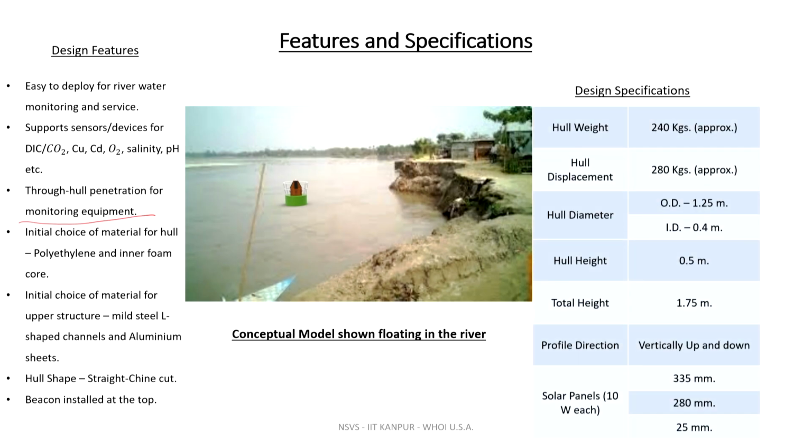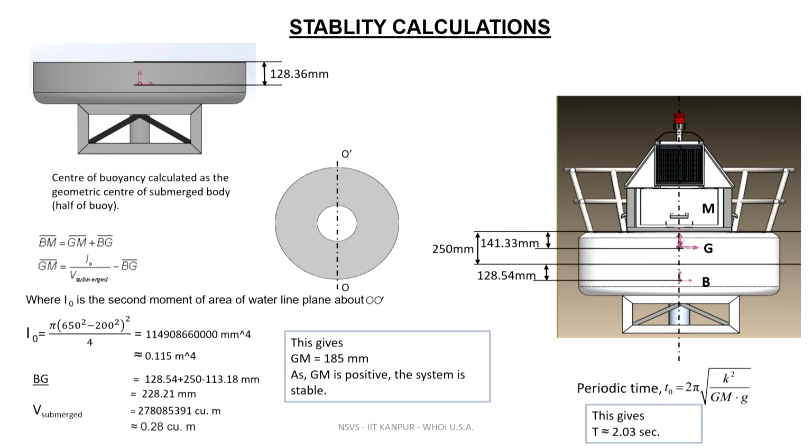Once you qualitatively understand the features, then the specifications: for example, the hull weight is about 240 kg, the hull would displace about 280 kg of water, the hull diameter is fixed at about 1.25 meter, hull height 0.5 meter, and total height, that means the top part and including the part that is submerged, is about 1.75 meter, and then the solar panels that are to be installed on the system.